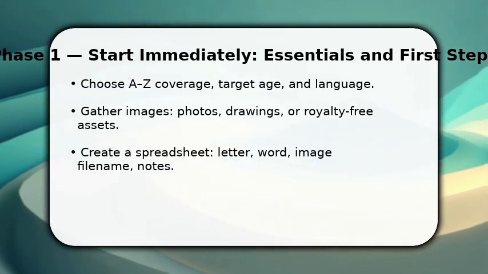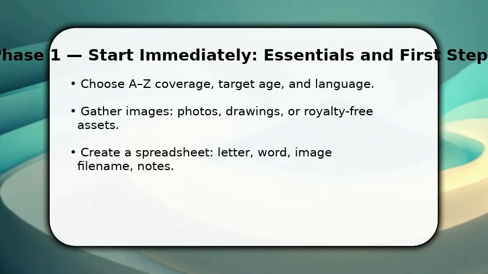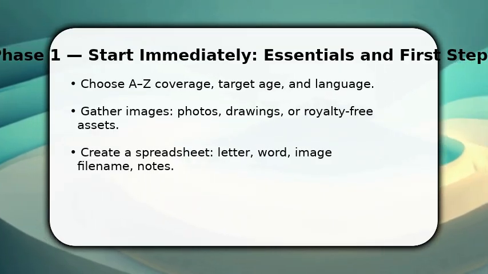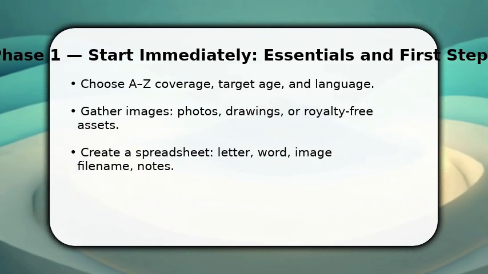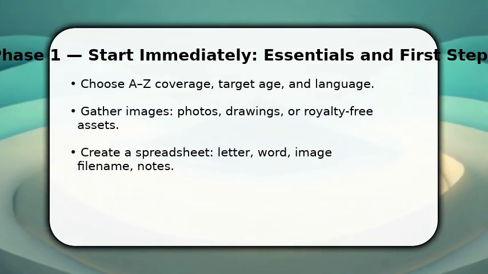Open a spreadsheet and list each letter, candidate words, image file names, and brief notes. Then, pick one word per letter to start layout tests. This gets you from planning into actual production immediately.